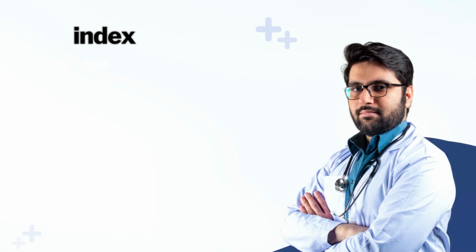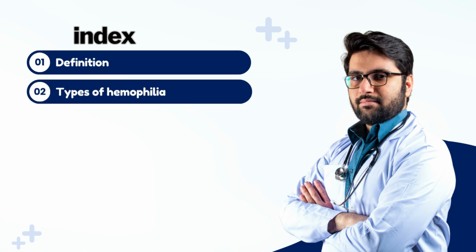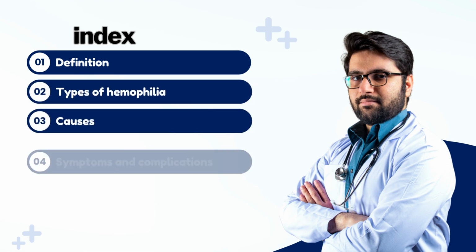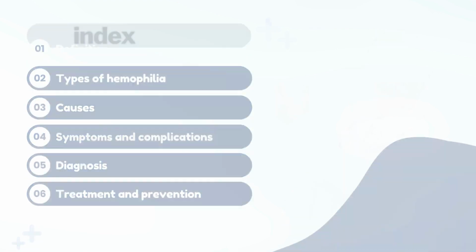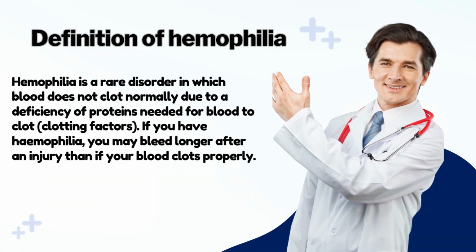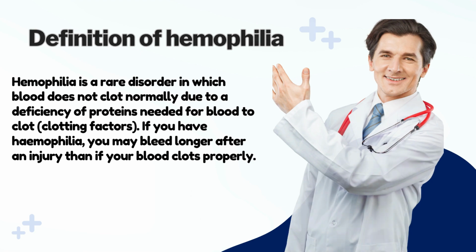In this video we will see the following points: the definition of hemophilia, types of hemophilia, the causes, symptoms and complications, the diagnosis, treatment and prevention. Definition of hemophilia. Hemophilia is a rare disorder in which blood does not clot normally due to a deficiency of proteins needed for blood to clot, clotting factors. If you have hemophilia, you may bleed longer after an injury than if your blood clots properly.